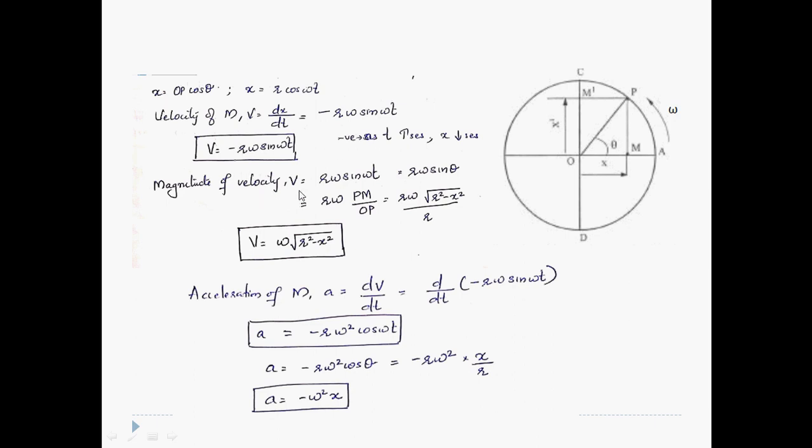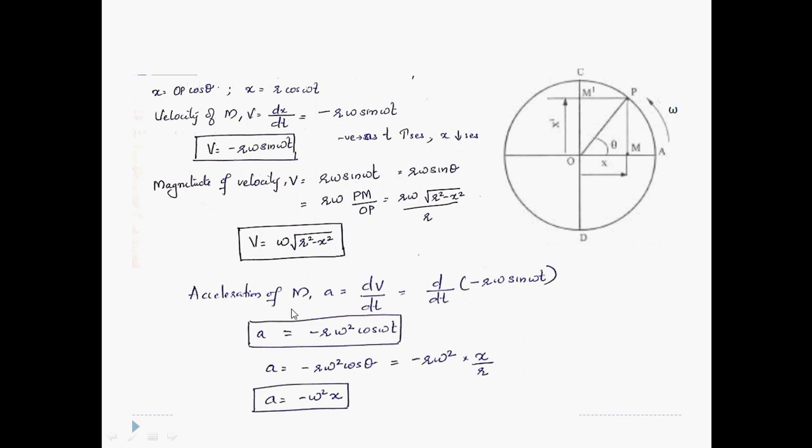If we take the magnitude alone, it will be R omega sin omega t, or you can write it as R omega sin theta. Sin theta is equal to Pm by OP. OP is equal to R, and Pm you can write as root of R square minus X square by applying the Pythagoras theorem. So the equation becomes V is equal to omega root of R square minus X square. That is the equation for V.